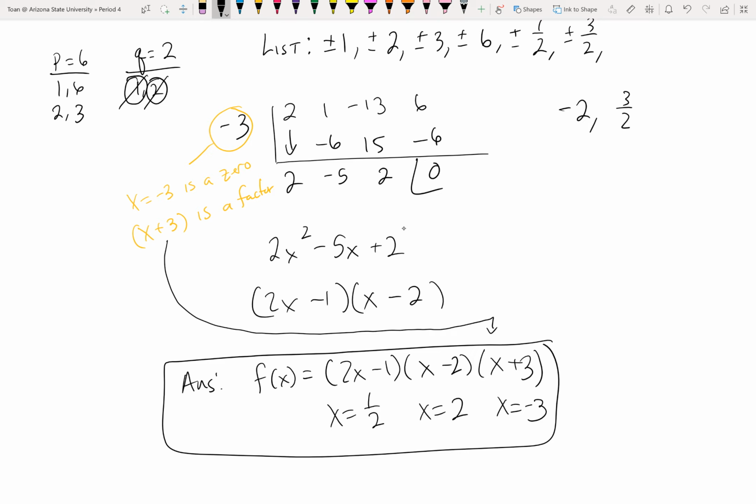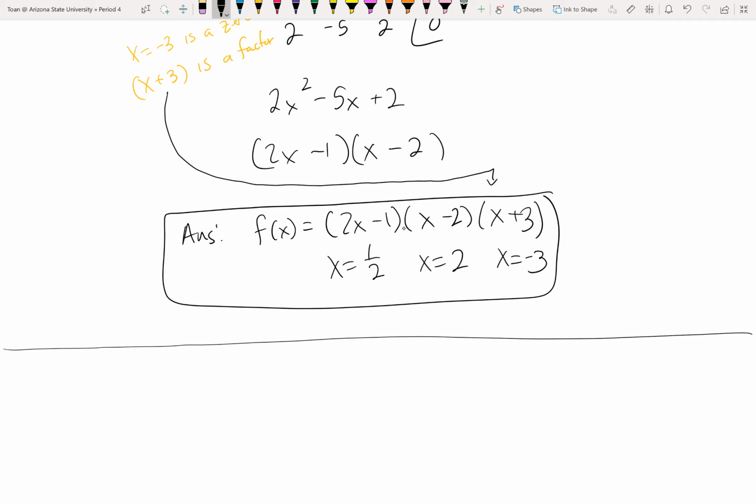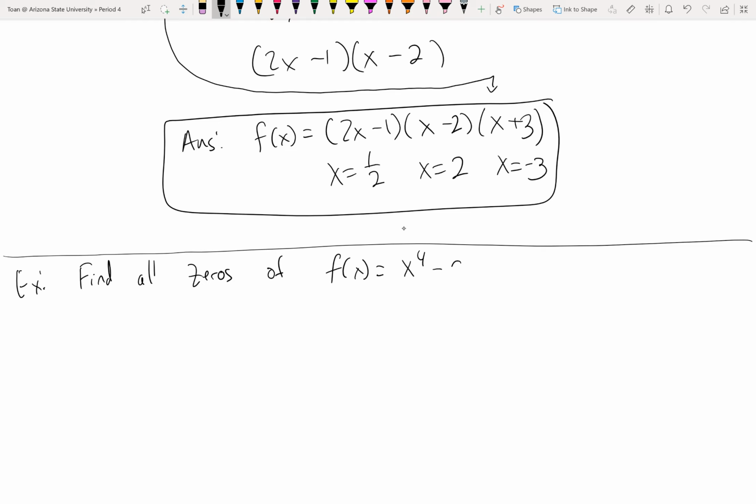I did prepare one other example just to highlight 3 different things. So this example here, I chose for a reason to point out 3 different aspects. So one last example. Let's not do the factor, let's just straight up solve. So find all zeros of f of x equals x to the 4th minus 5x cubed, excuse me, minus 5x squared plus 23x plus 10.